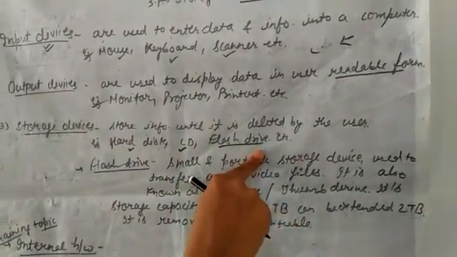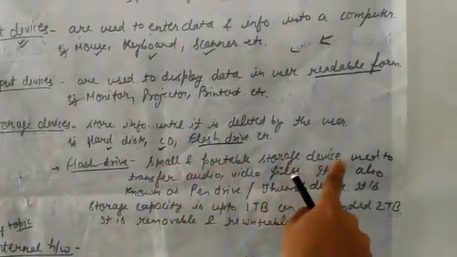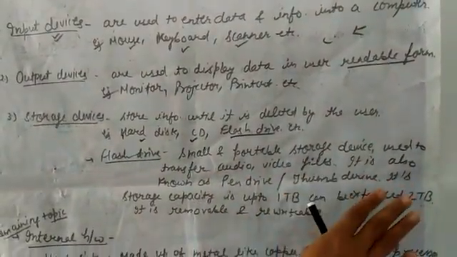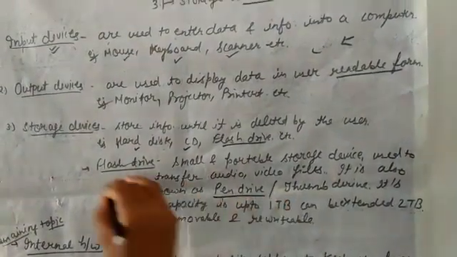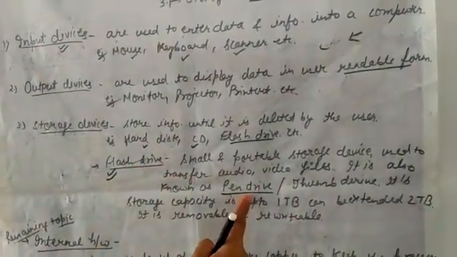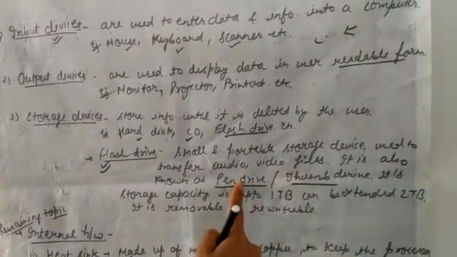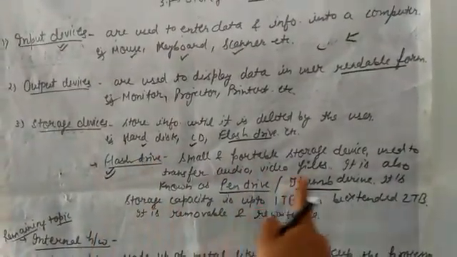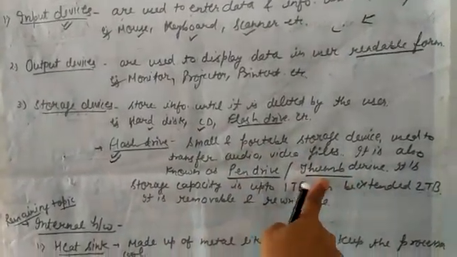Now flash drive is what? Nothing new. See here, flash drive is a small portable storage device that is used to transfer audio, video and so many data files. It is also known as pen drive. Yes, pen drive is known as flash drive only, and it is also named another one, thumb drive. So if I call it pen drive, PD, thumb drive or flash drive, all three have the same meaning.